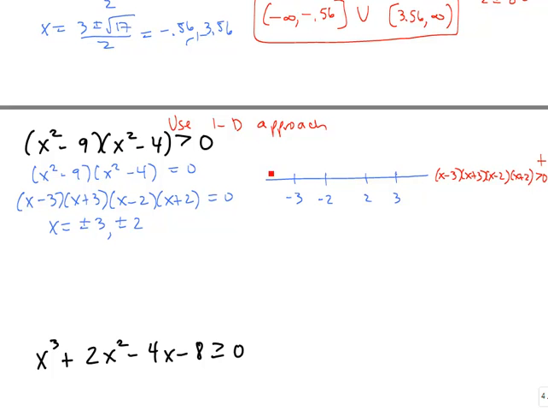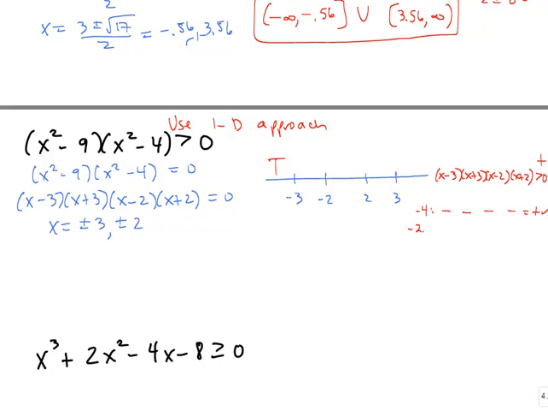If I test something over here, then I need a number that's less than negative 3. So something like negative 4. Negative 4 minus 3 will be negative. Negative 4 plus 3 will be negative. Negative 4 minus 2 is negative. Negative 4 plus 2 is negative. 4 negatives become positive, which is what we want. So this is true.